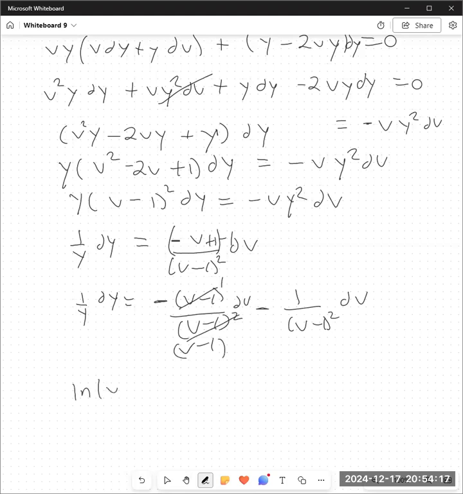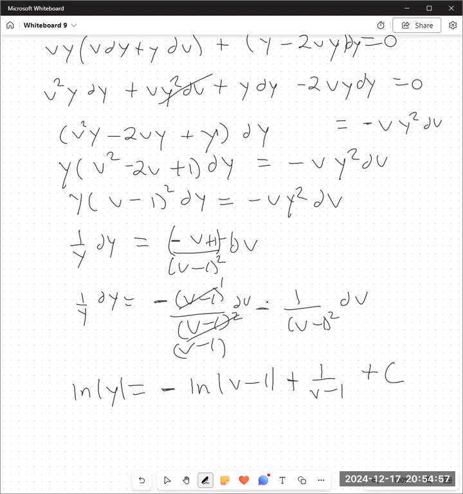So ln of the absolute value of y equals negative ln of the absolute value of v minus 1 minus, and then this is going to be a -1 over v minus 1. So that's multiplied by that -1. It's going to be plus 1 over v minus 1, and then plus c. You could also use partial fraction decomposition here if you wanted to solve for those numerators to figure out how this would break up here.